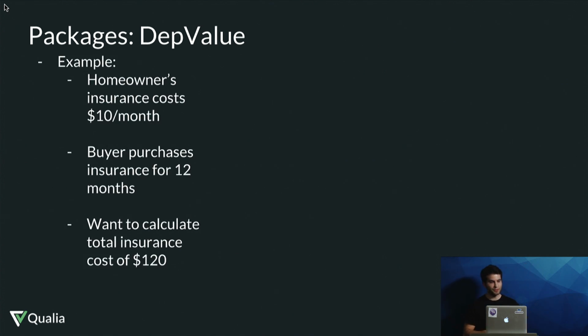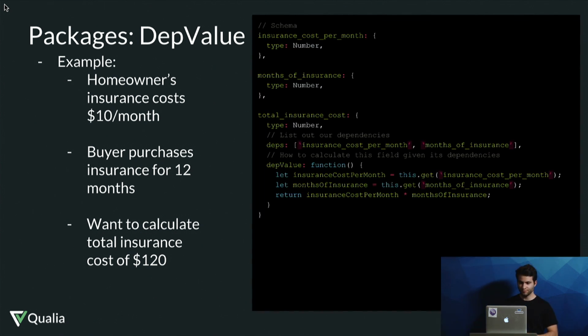So let's say we have three values in our schema. One is a homeowner's insurance cost per month. Another is a months of homeowner's insurance purchased. And a third is the total cost of the homeowner's insurance. So if a user enters in $10 a month for 12 months, we'd like to be able to automatically calculate, okay, the total cost is $120. So how does that look in our schema?